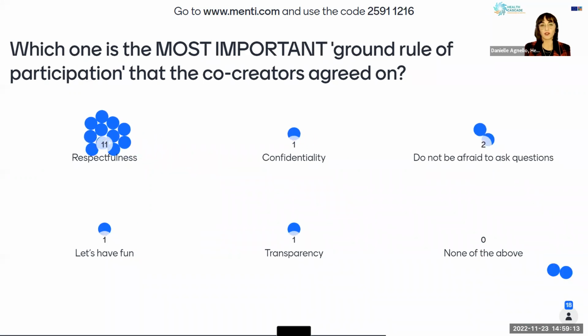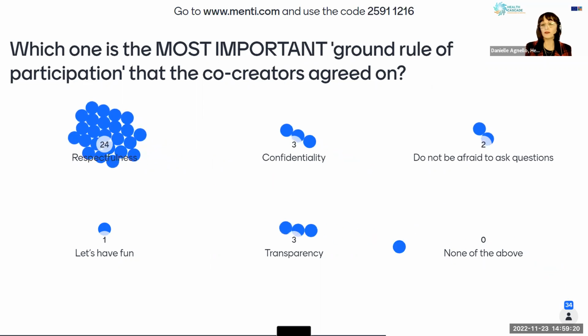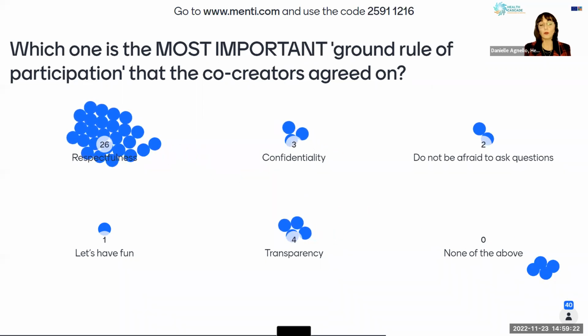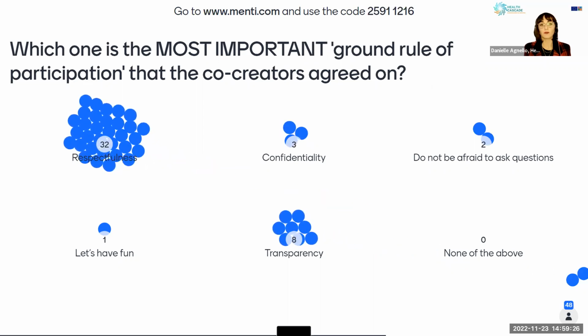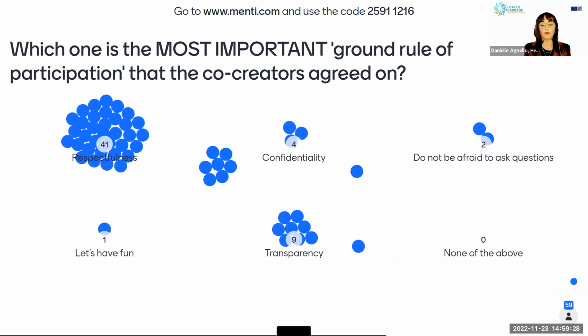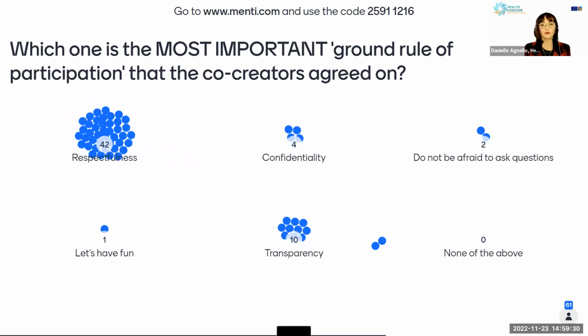I see people already catching on. So we have respectfulness, confidentiality, let's have fun, transparency, don't be afraid to ask questions, and none of the above. We see respectfulness is becoming quite popular. Transparency coming in second place. Confidentiality coming in third place. We have a lot of responses. We'll give a little more time.